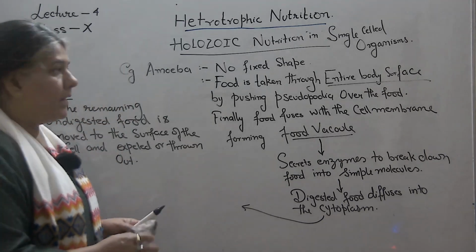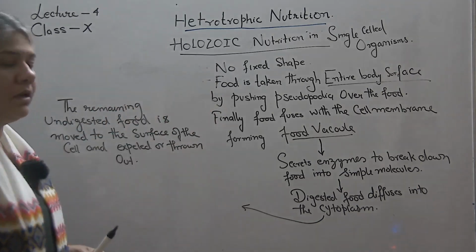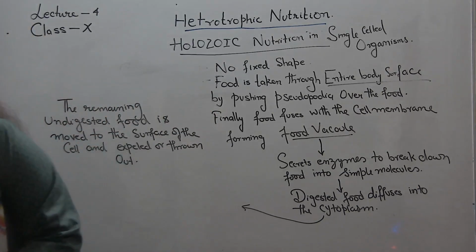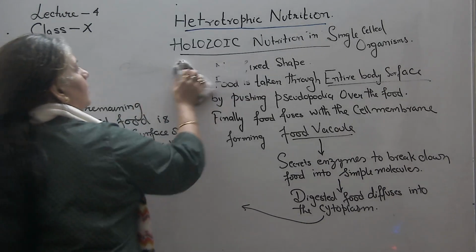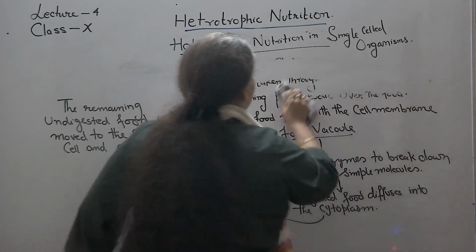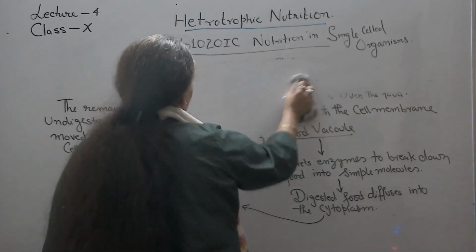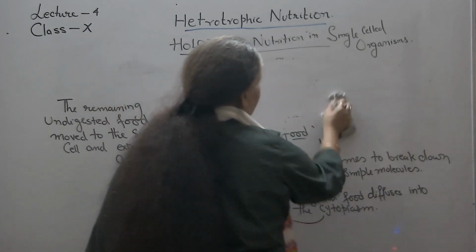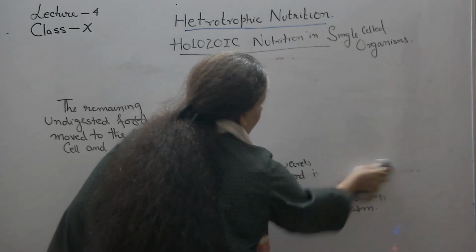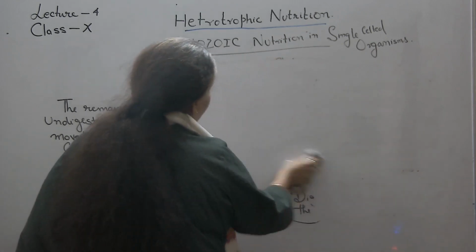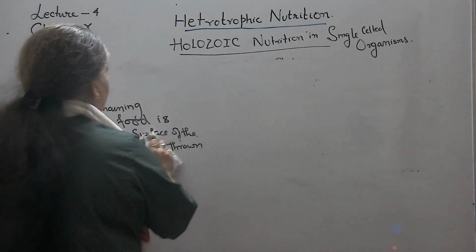Next we'll take up paramecium, which is somewhat more advanced than amoeba. Paramecium is also a single-celled organism and follows the holozoic mode of nutrition, and in what way it is more advanced than amoeba we'll talk about.